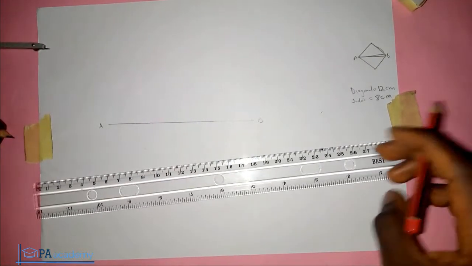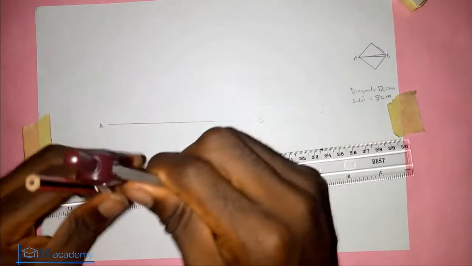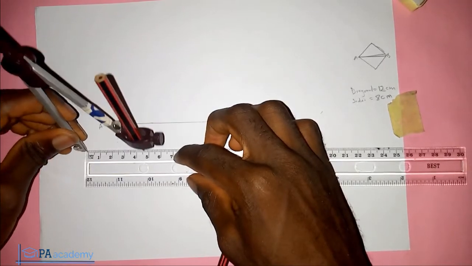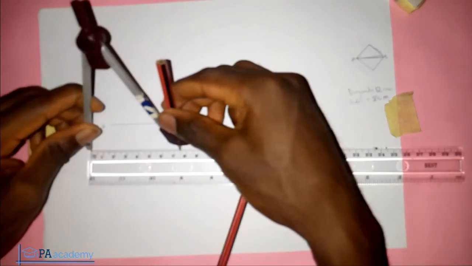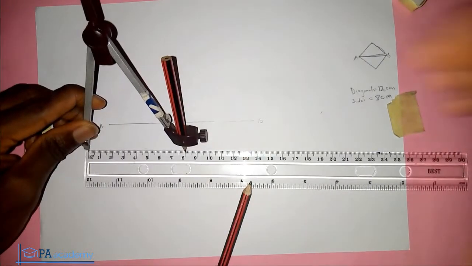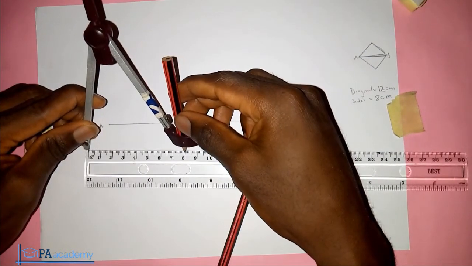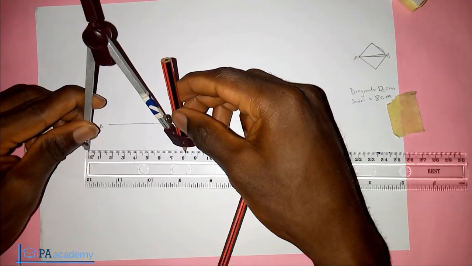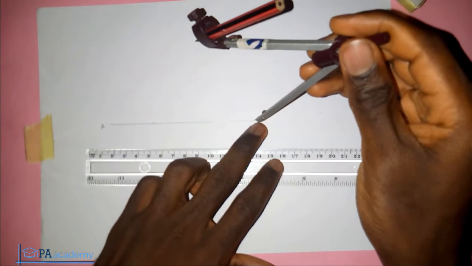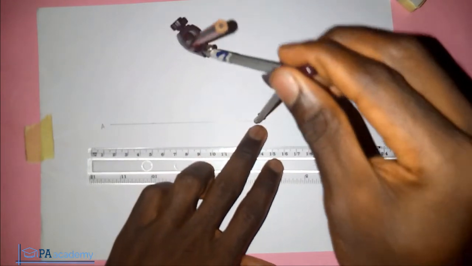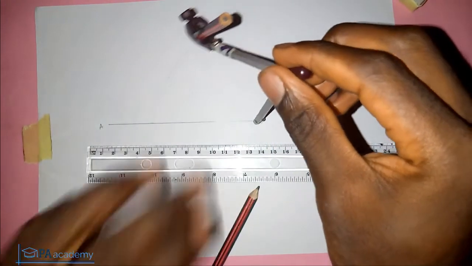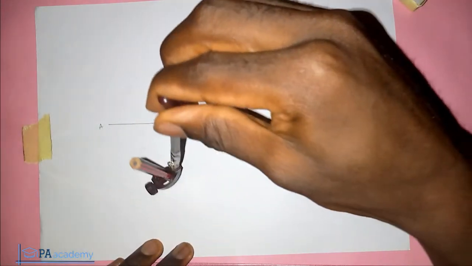Now the next thing you are going to do is pick your compass and measure 8 centimeters. So 8 centimeters is the same as 80 millimeters. So here is 8 centimeters on our compass. From point B on the straight line, you draw an arc upward. You also draw an arc downwards.